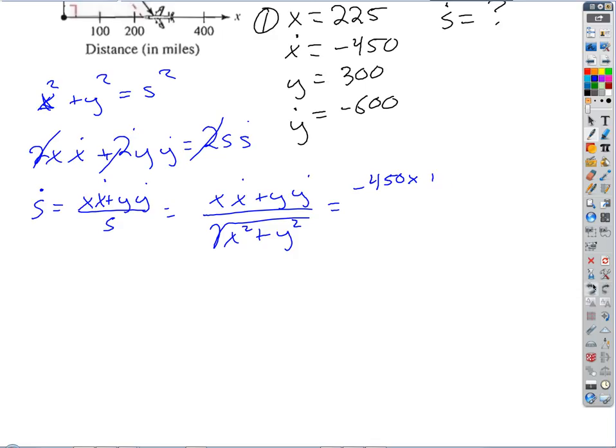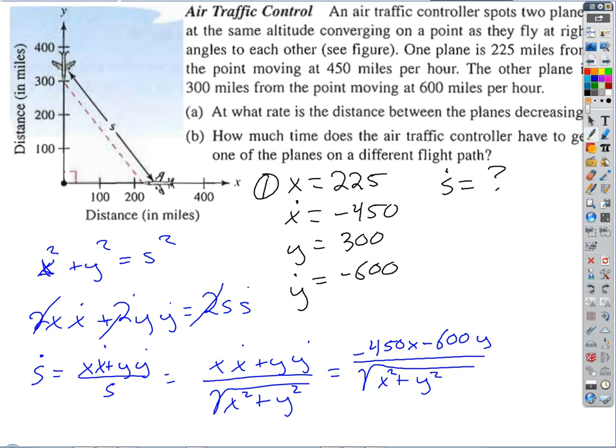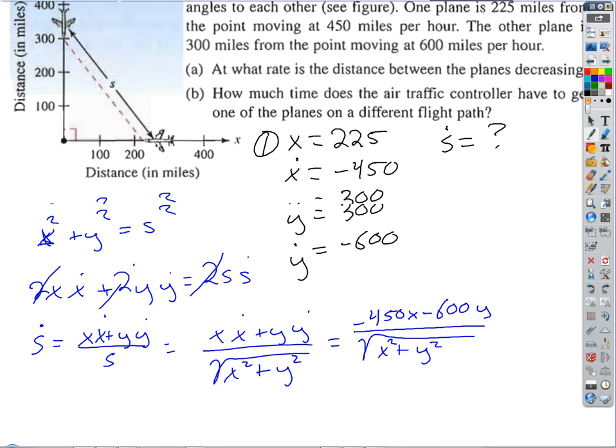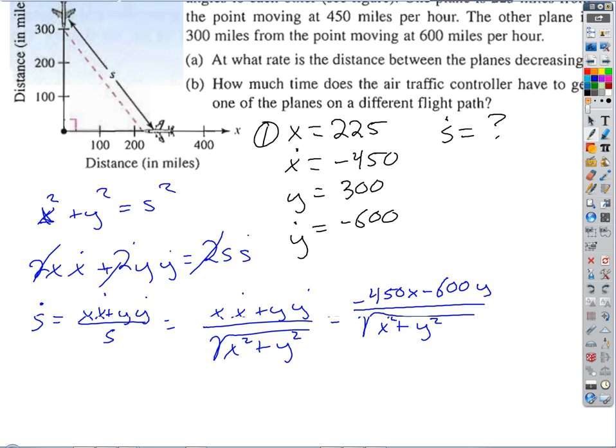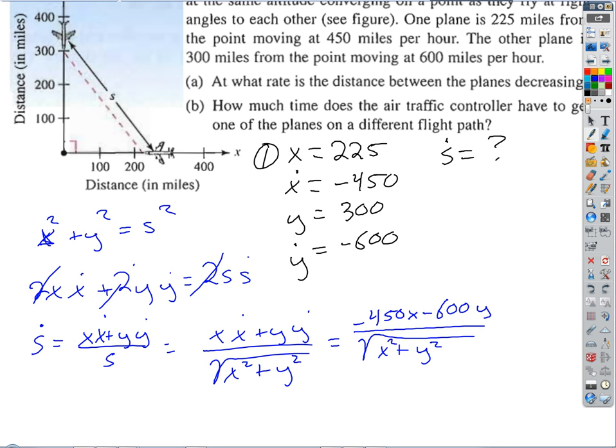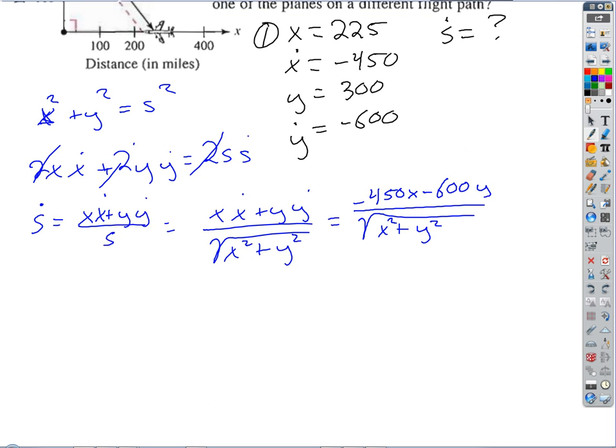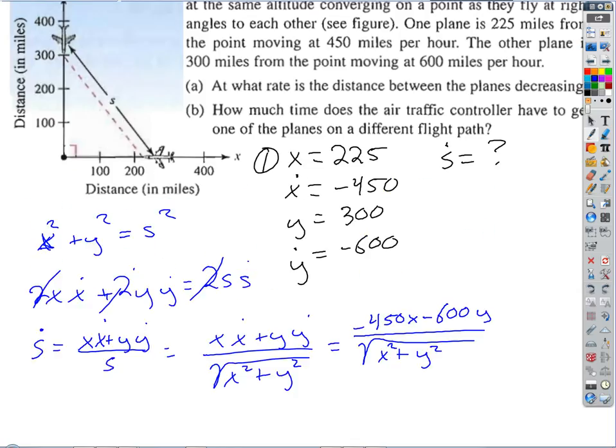Minus 600, was it? Okay, so that's S dot, right? S dot is not constant. Okay, so how am I going to write this? How am I gonna write this then?